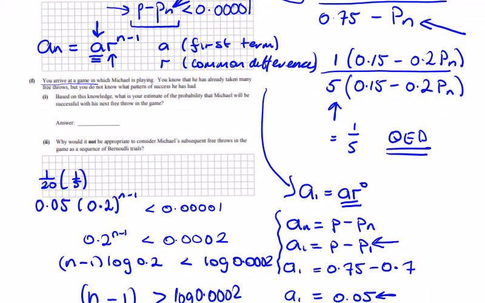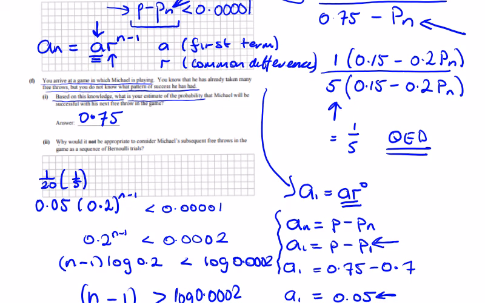So you arrive at a game Michael is playing, and you know he has already taken many free throws, but you do not know what pattern of success he's had. Based on this knowledge, estimate the probability. Well, that goes back to they gave an easy part in here. Look at that, at the very last part of the question. Most people would have given up at that point. 0.75 is what we got in the long run.